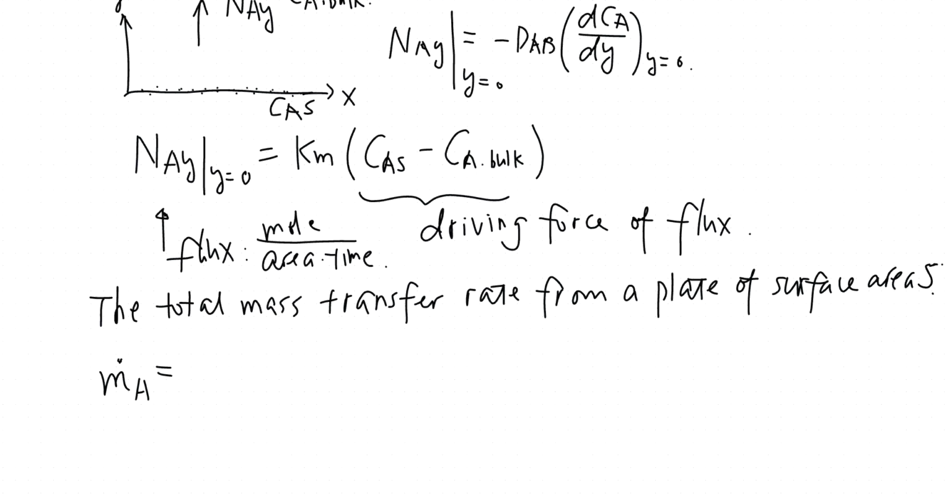The flux is K multiplied by the concentration difference, and then you multiply by the area. It gives you mole per unit time. And then if you want to convert it into gram or kilogram, you just need to multiply it by the molecular weight. That gives you the conversion.